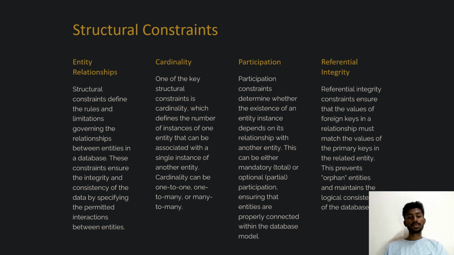Cardinality. One of the most key structural constraints is cardinality, which defines the number of instances of one entity that can be associated with a single instance of another entity. This cardinality can be one to one, one to many, or many to many.